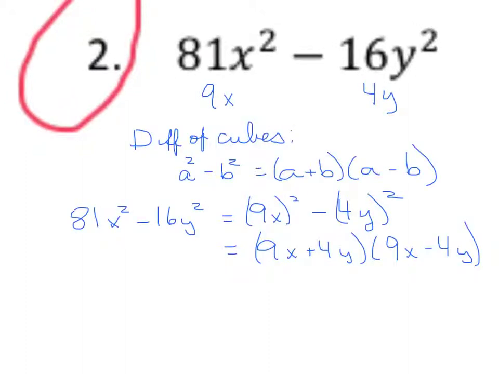Alright, here's the key to this problem. You decide what the roots of this is. It's 9x, and here the root of 16y squared is 4y. You turn to the formula you wrote down before you began the test, difference of cubes. You add the roots and subtract the roots. So here's the original problem. Here it is rewritten with its roots, and then you add them and subtract them, and that's your answer.